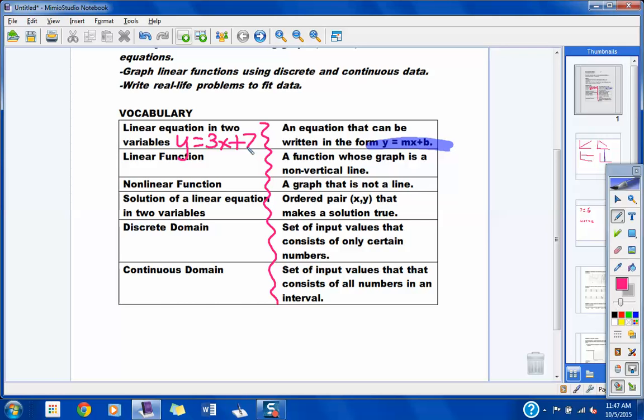Good question, though. All right, so just keep in mind, m and b are just values. Next one I have is a linear function. We already talked about this. It's going to be a function whose graph is a non-vertical line.